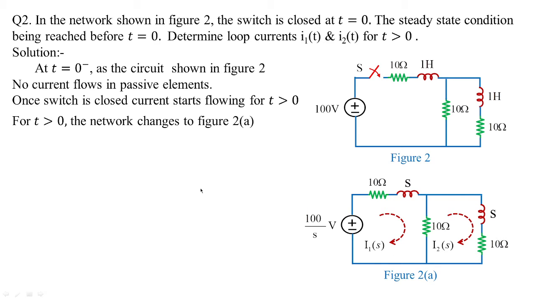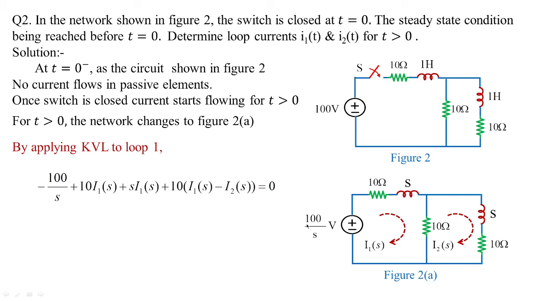We need to employ Kirchhoff's voltage law in order to find the solutions for I1(s) and I2(s). How do we do that? First I am employing KVL to loop 1, that is this loop: minus 100 by s according to the notation, plus 10 I1(s), this 10, and again I have s here, so s I1(s), because for the inductor we have to take the Laplace value as s I1(s), plus 10 times (I1(s) minus I2(s)) is equal to 0.